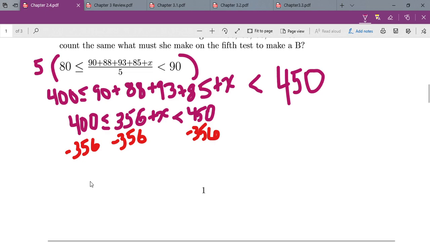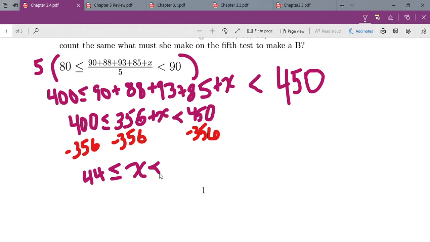Now 400 minus 356 would be 44. That'll be less than or equal to x, which is less than, now let's see, 450 minus 356 I believe is 94. Is that right? I always like to double check myself there. Yeah, that's 94.